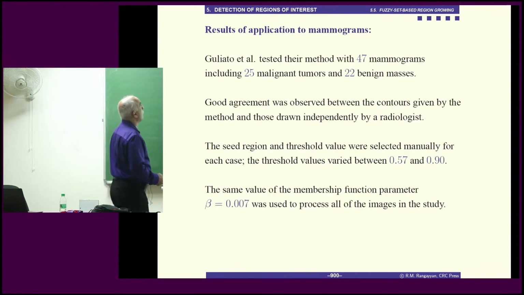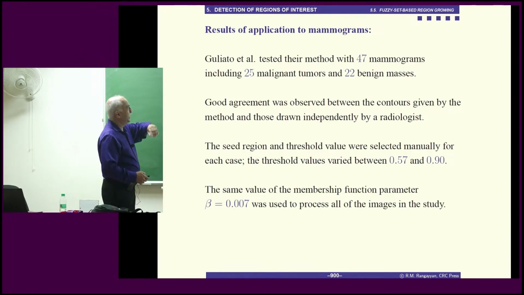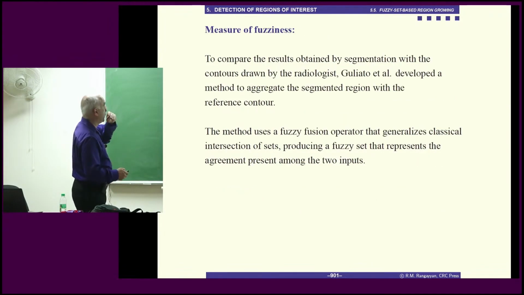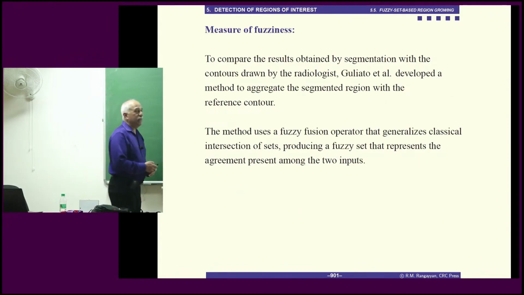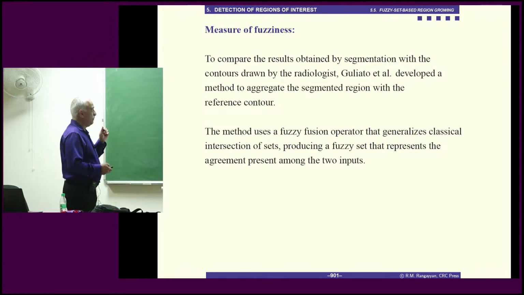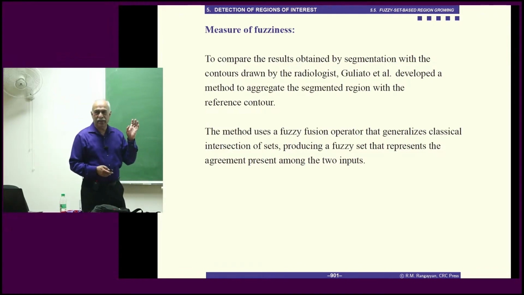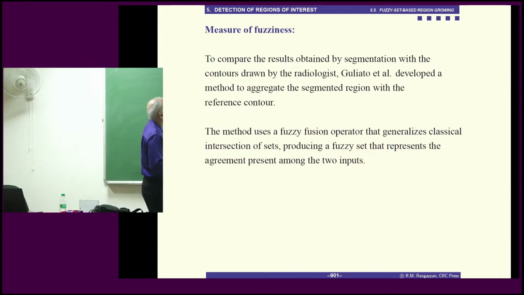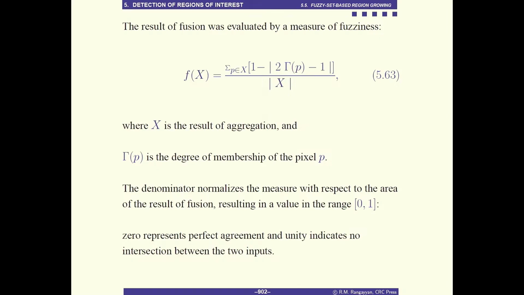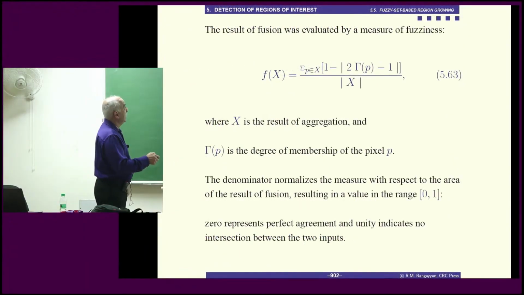We tested this with 47 mammograms, and there are some results. I won't go through the details; you could read that later on. We defined a measure of fuzziness to compare the results obtained by the segmentation with the contours drawn by the radiologist. The method uses fuzzy fusion. We will talk about fuzzy fusion again later, where the result of fusion was evaluated by computing this measure.